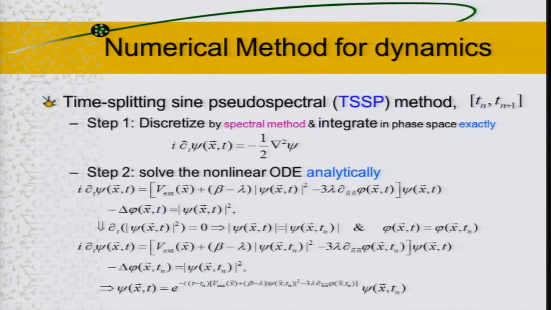So we have this theory for the dynamics, and we can also solve this problem very efficiently. We call it a time-splitting sine pseudo-spectral method. You solve the free Schrodinger equation, and then you solve a nonlinear ODE for fixed x. Interestingly, after this splitting, although the problem is nonlinear, you can show that the density does not change at each time step. So you plug it back into the equation and solve a linear problem analytically.